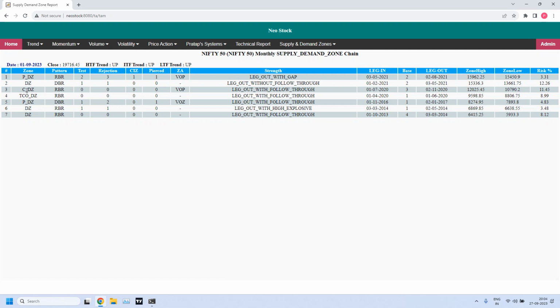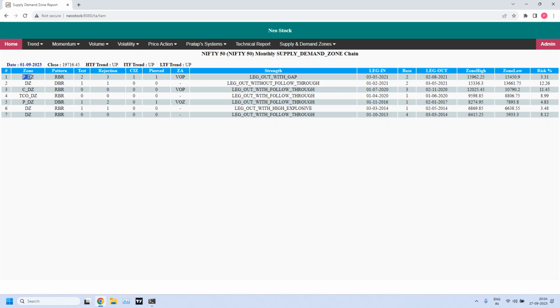Sometimes your price might reach this demand zone, and some doubts will come to your mind. Do I need to take this trade? Or will price go below this? Or will the direction change from here? Such kinds of doubts you might get in your mind. That is the time it is very difficult for us to make decisions.